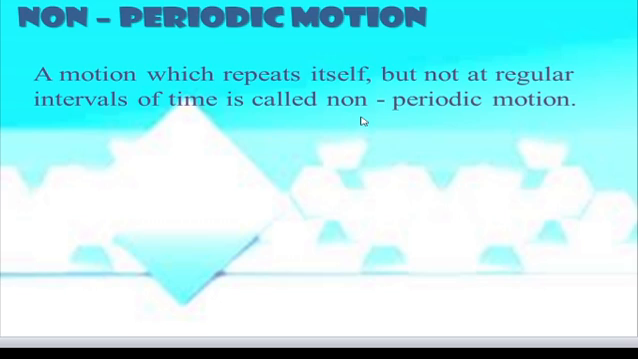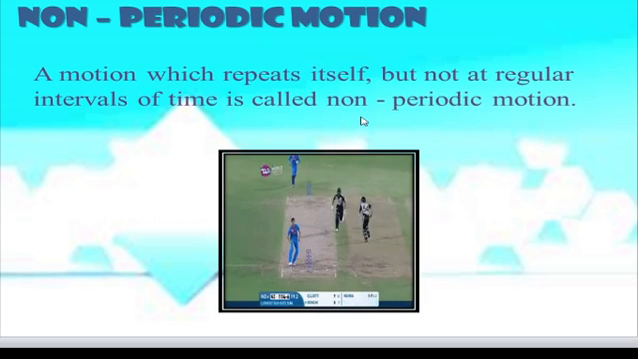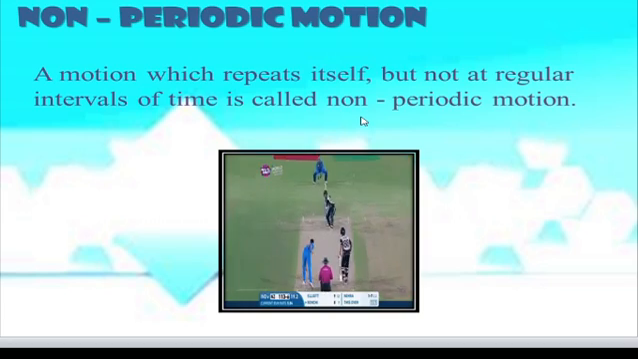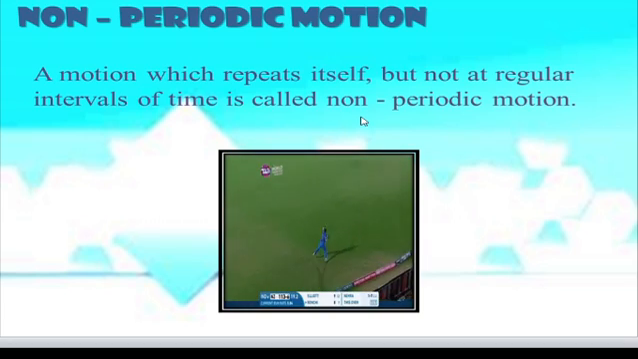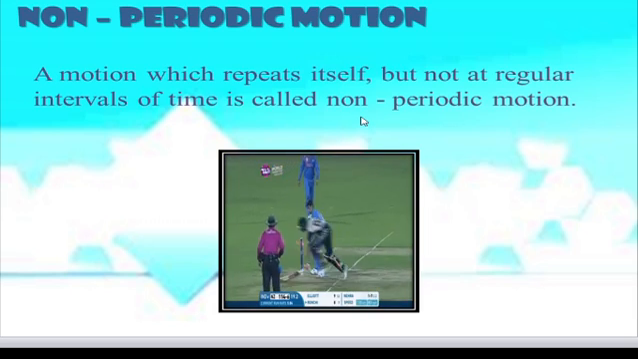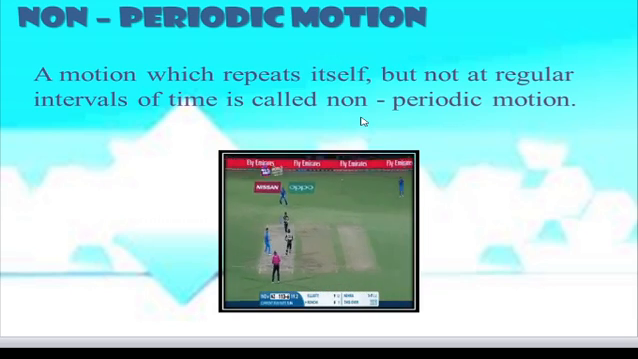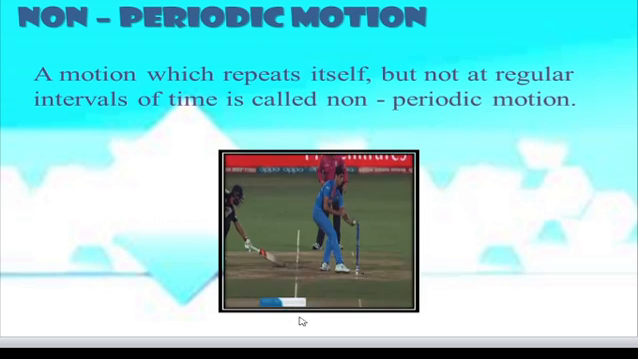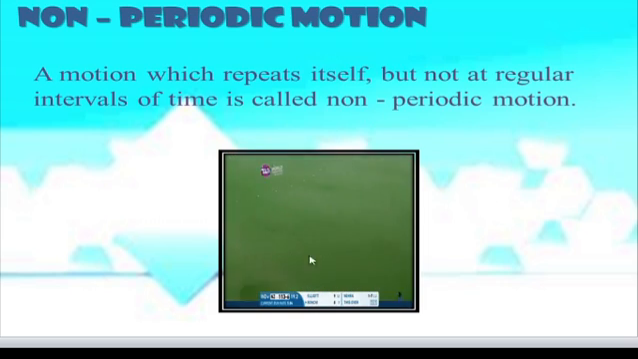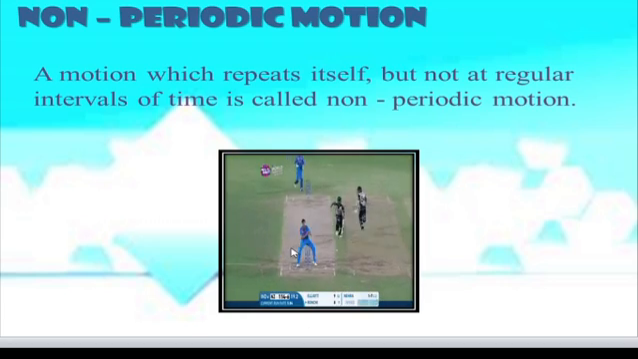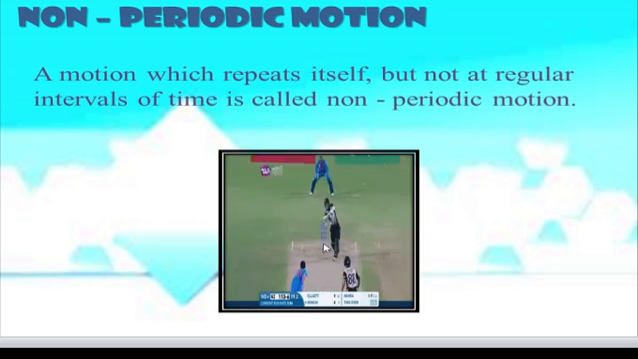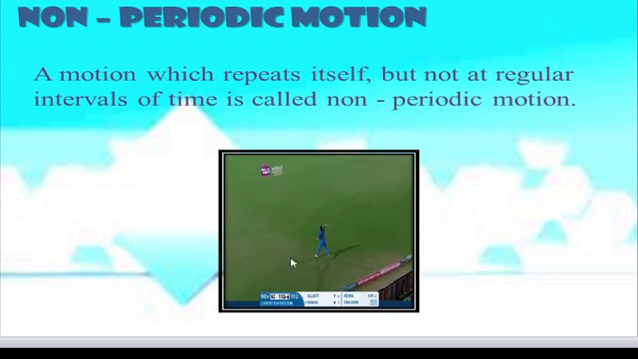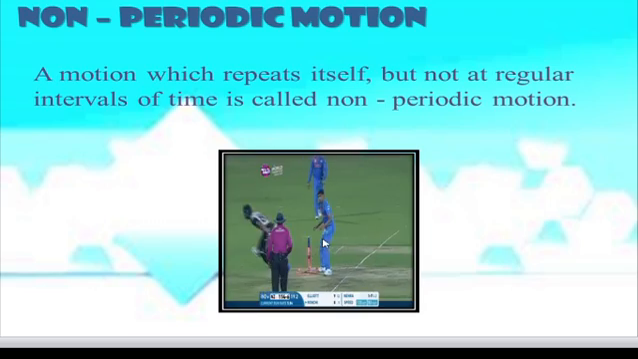Non-periodic motion. A motion which repeats itself but not at a regular interval of time is called non-periodic motion. For example, already we know about cricket. In cricket, the two batsmen running on the pitch, the speed will be different. One of the batsmen will be moving at some speed, another batsman moves at another speed, so the speed will be different. So this is one example of non-periodic motion.